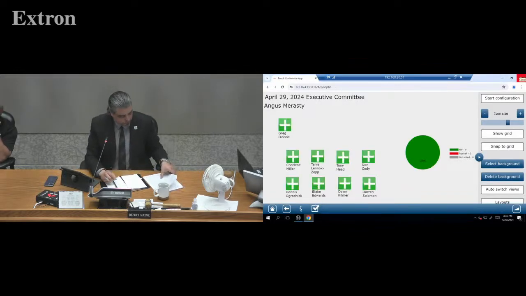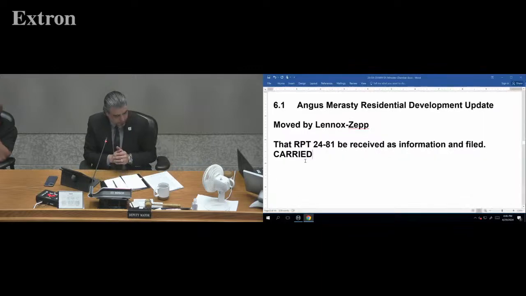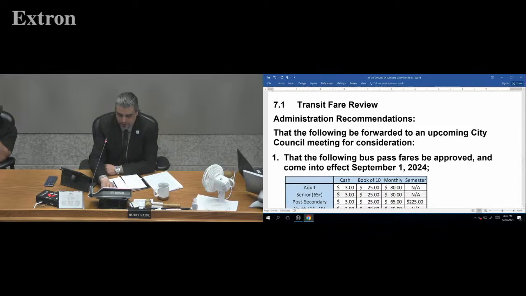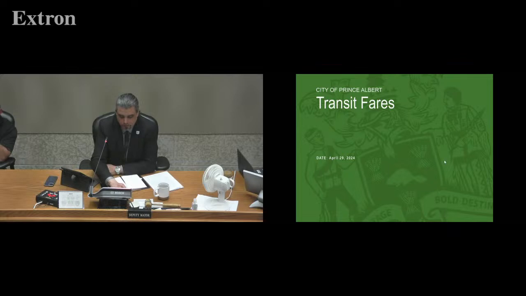We'll move on to then 7.1, Transit Fare Review. If you would, our Evan Hastings, our transit manager, transportation traffic manager. I'll arm the podium there for you.